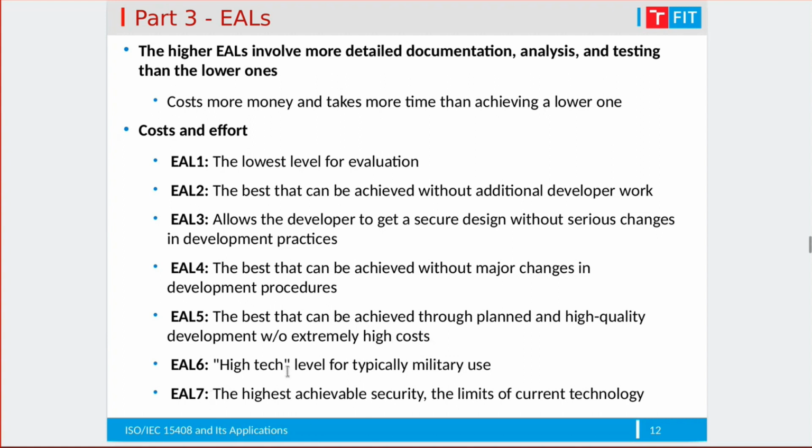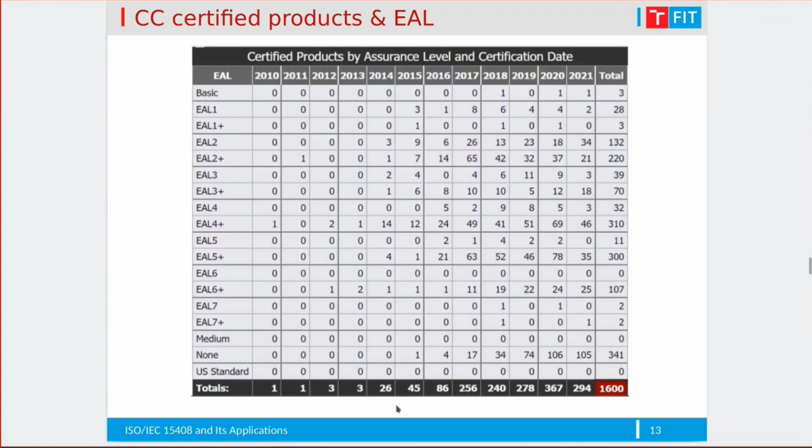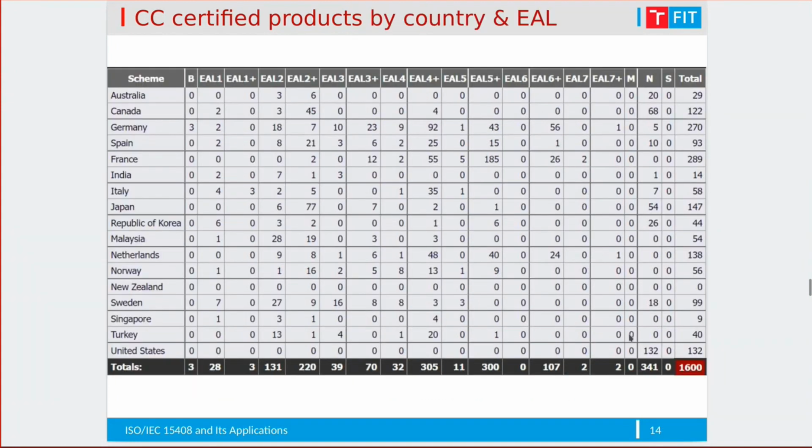And EAL6 and 7 are more expensive, and typically EAL6 is used for military purposes, and EAL7 is the highest achievable security at the limits of current technologies. If we look at the time chart of certification of the assurance levels per year, we will see that it starts more after 2014, and most of the products belong to EAL4 or EAL5, while EAL7 is really rare. A similar view, but per country, is depicted in the current picture, where we see that most certification is performed by Germany and France.